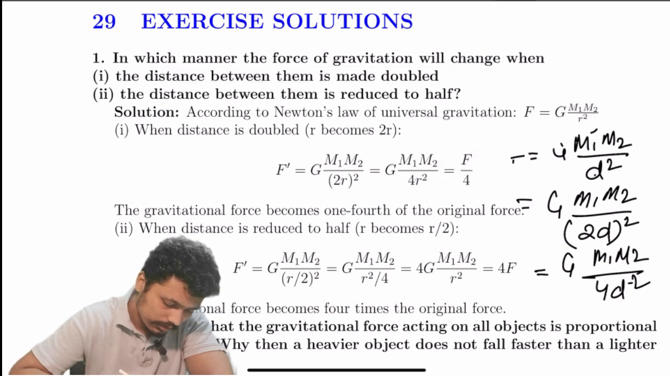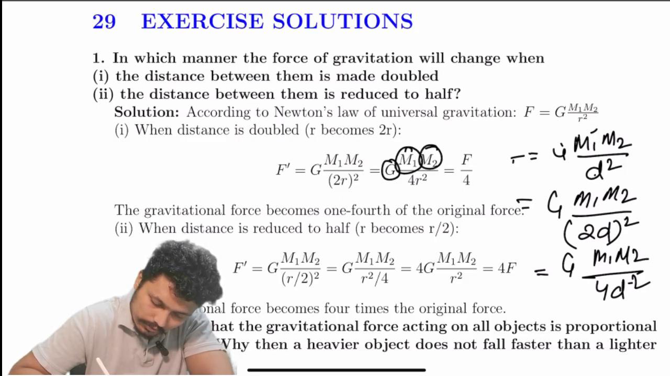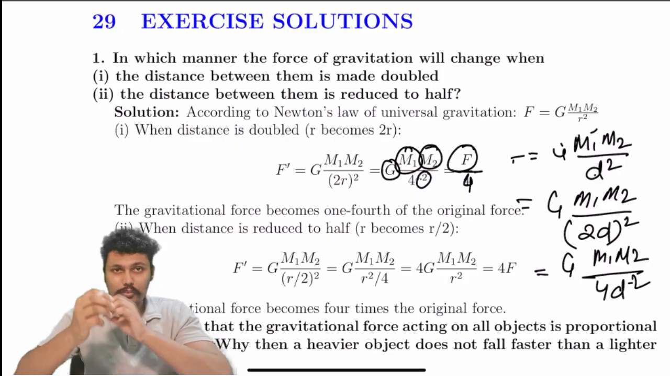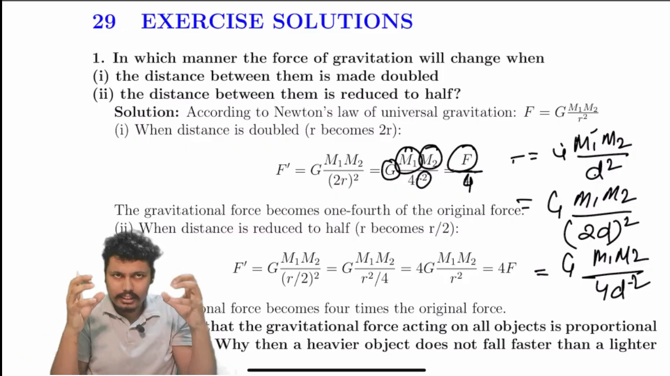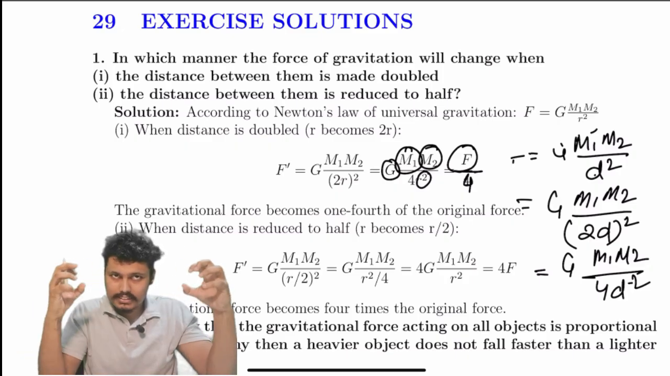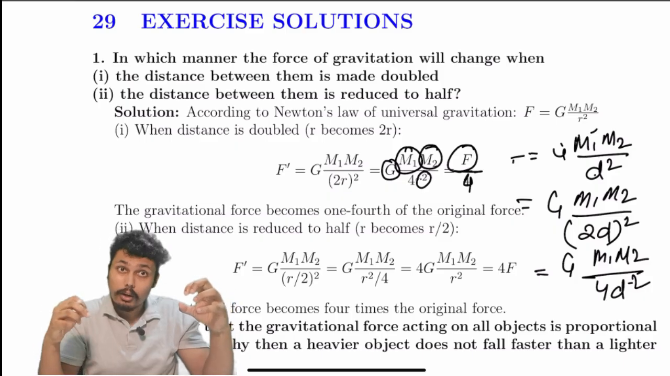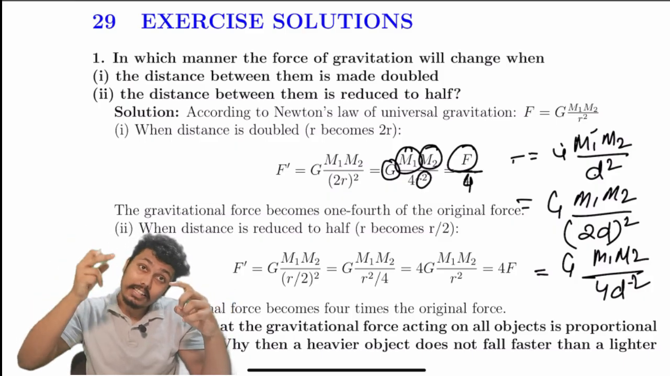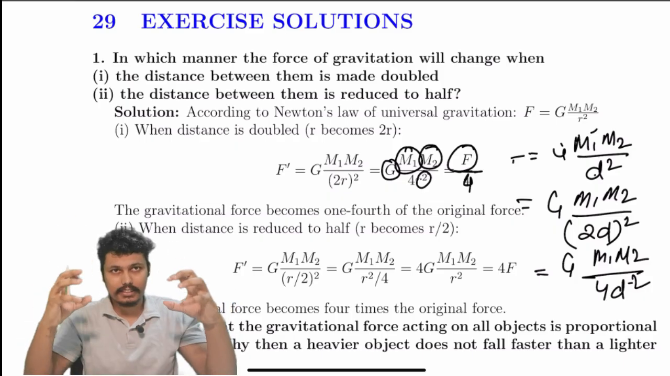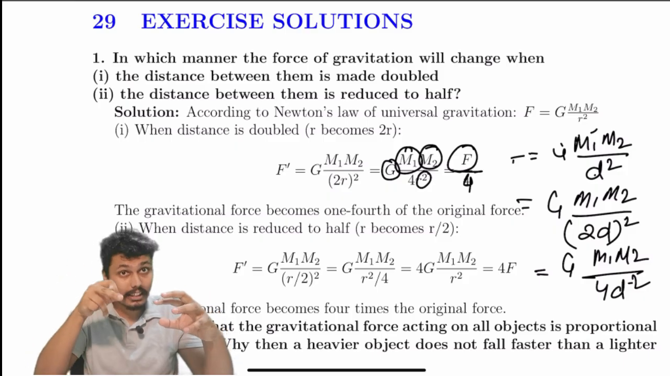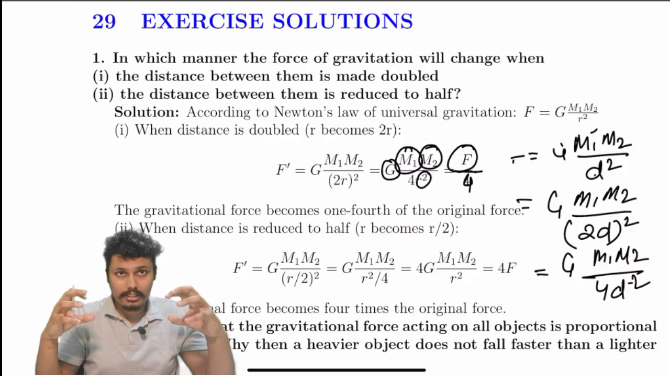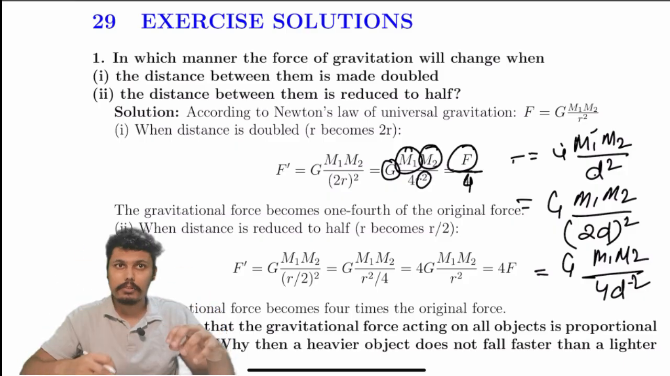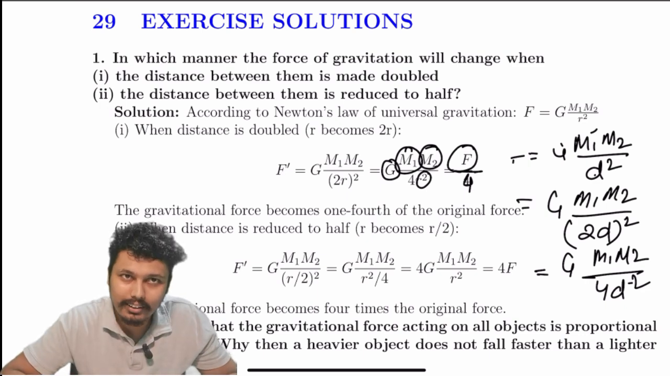So instead of G m1 m2 divided by r square, I can write F. So F divided by 4. If the distance is doubled between two objects, the force will be divided by 4. It will decrease by 4 times. Distance is only double, but force is decreased by 4 times. If distance is 3 times, then force will decrease by 9 times. Are you getting the point?